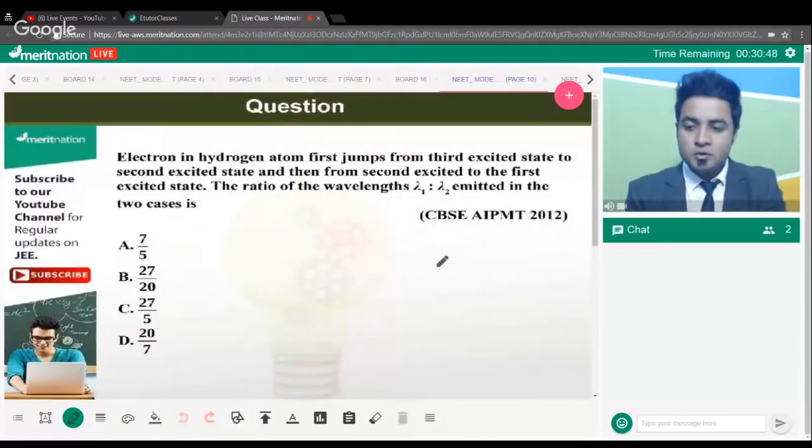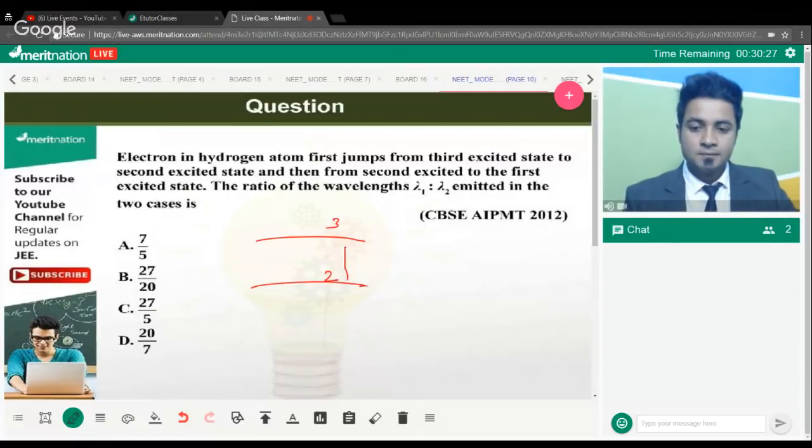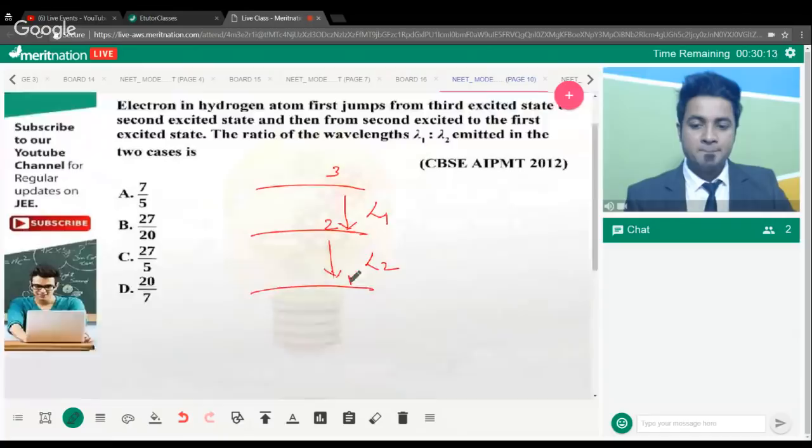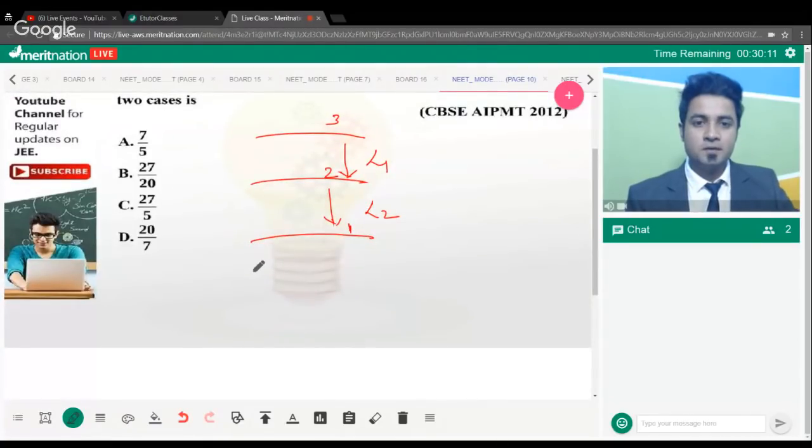Okay, so we do have another one, guys. In this, the electron in the hydrogen atom first jumps from third excited state to the second excited state, and then from second excited to the first excited state. So it is jumping from third to the second one, and then from second to the first one. You just need to calculate again the ratio of the wavelength in the two cases, lambda 1 and lambda 2. I think it is again something on a similar note to what we have done initially.